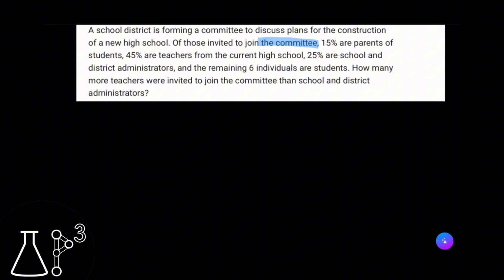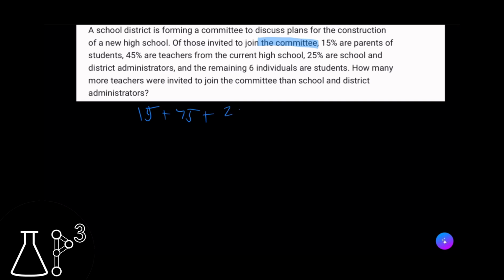So let's add all the percentages. If I do 15 plus 45 plus 25, that gives me 85. Well, is this 100? No. And if I do 100 minus 85, I'm going to get 15%. So there's 15% remaining. What can that be? That will be the remaining 6 individuals as students, because they don't have a percentage, therefore they make up the 15%.